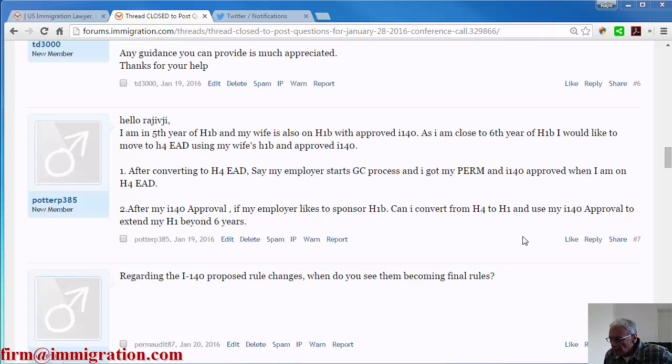The answer is yes, you can, because then you would have the right to get 3 more years of H1. I don't see any reason why you cannot do that. Yes, you can, even though your 6 years are over, because your I-140 got approved, now you have entitlement to 3 more years. Okay, that answers that question.